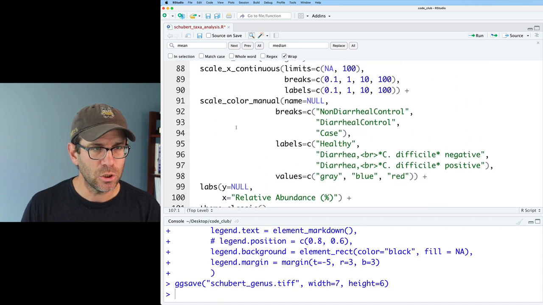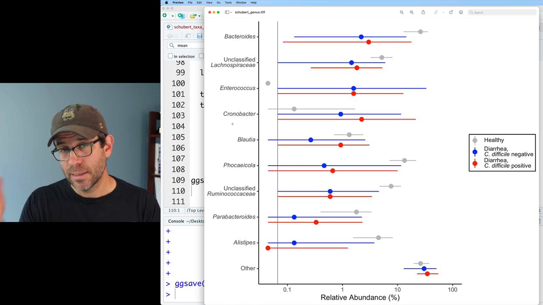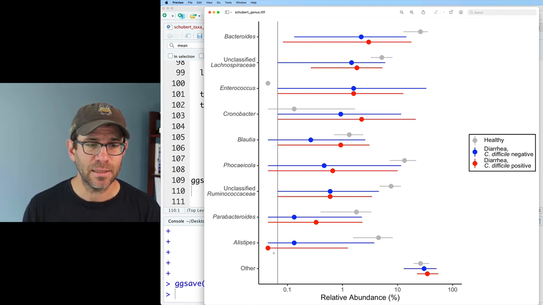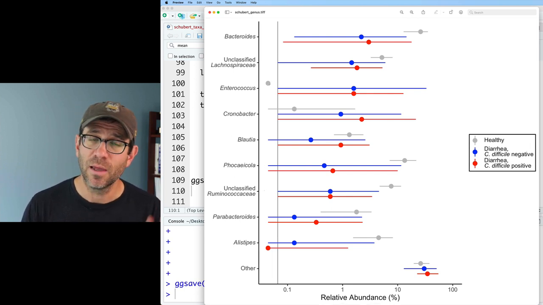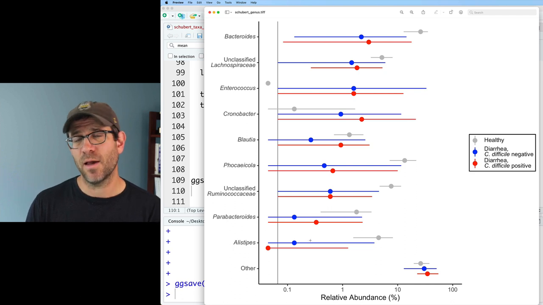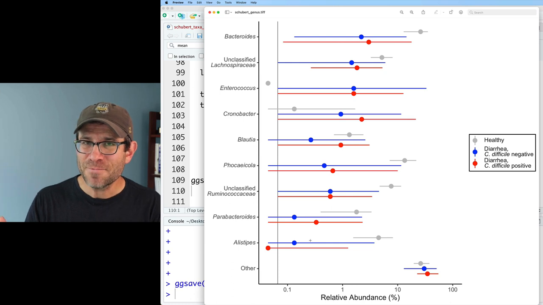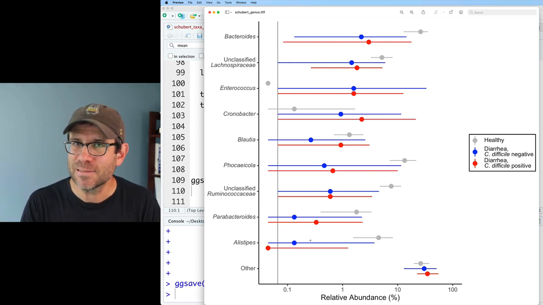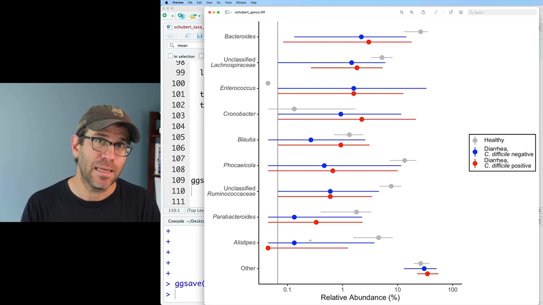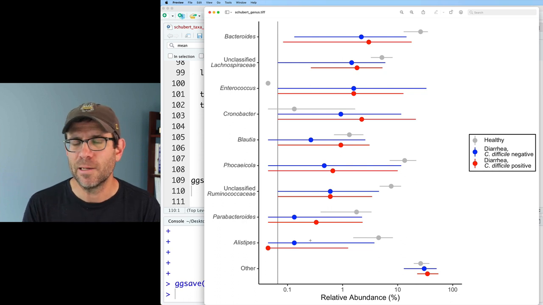But again, by including the coord trans, we can put things on that log scale and see that, yeah, I mean, the median for Elastipes for people that have C. diff and the median for Enterococcus for people that are healthy are zero. But otherwise, these median values are all greater than zero. And again, the difference between 100% and 0.1% is a few logs, right? And so that might be a population that's like 10 to the 6 cells in a sample. So it's still a considerable amount of bacterial load, right?